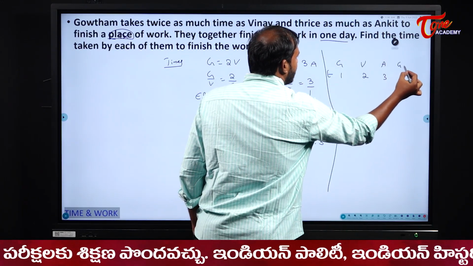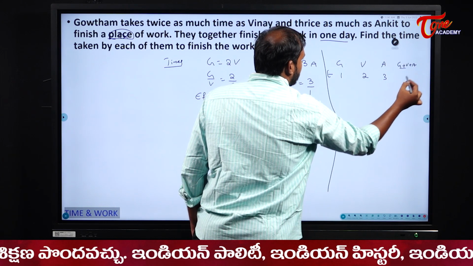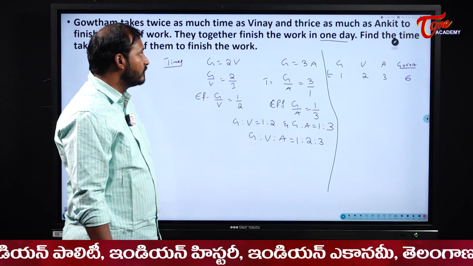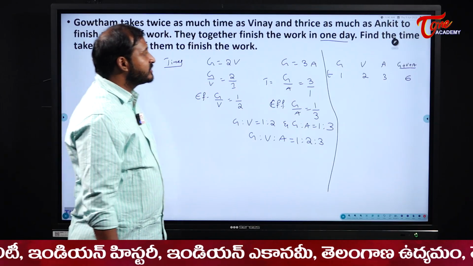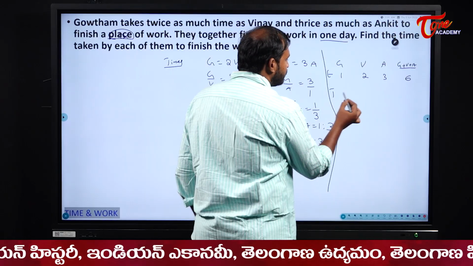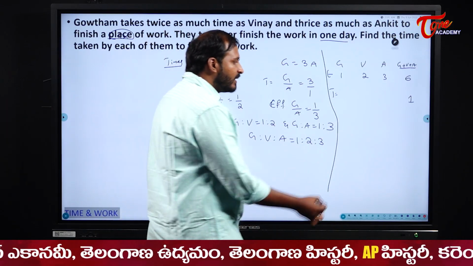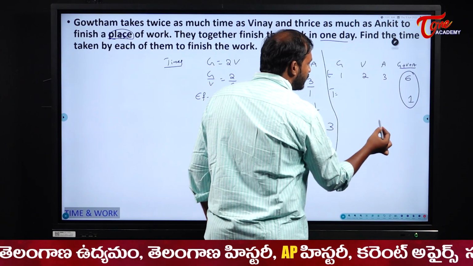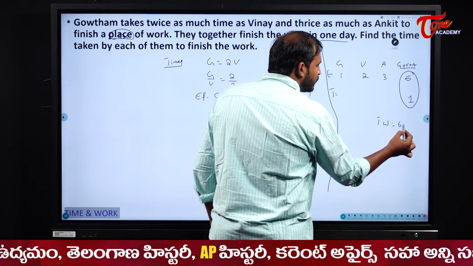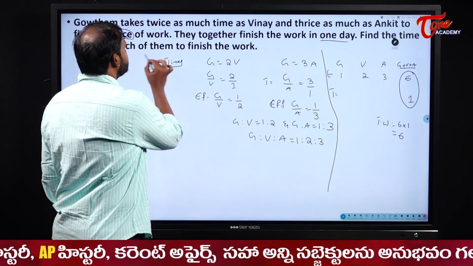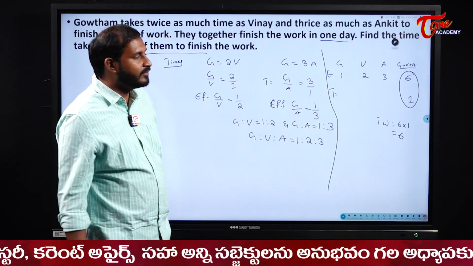And what about their combined efficiency? Their combined efficiency will become 6. Now, they together finish the job in how many days? When it comes to time, they together finish the job in just 1 day. So, what will be my total work in this one? Total work will become 6 into 1. That is 6. Now, find the time taken by each of them to finish the work.